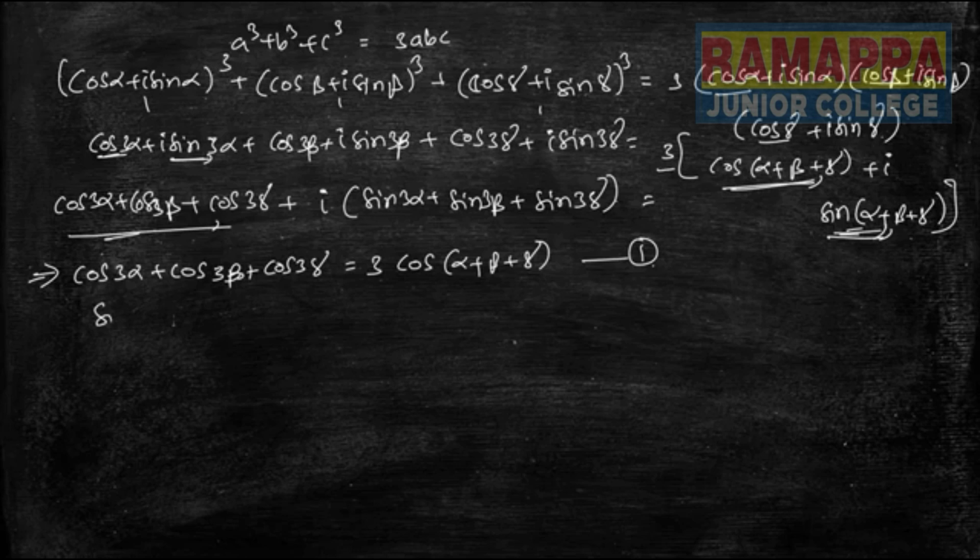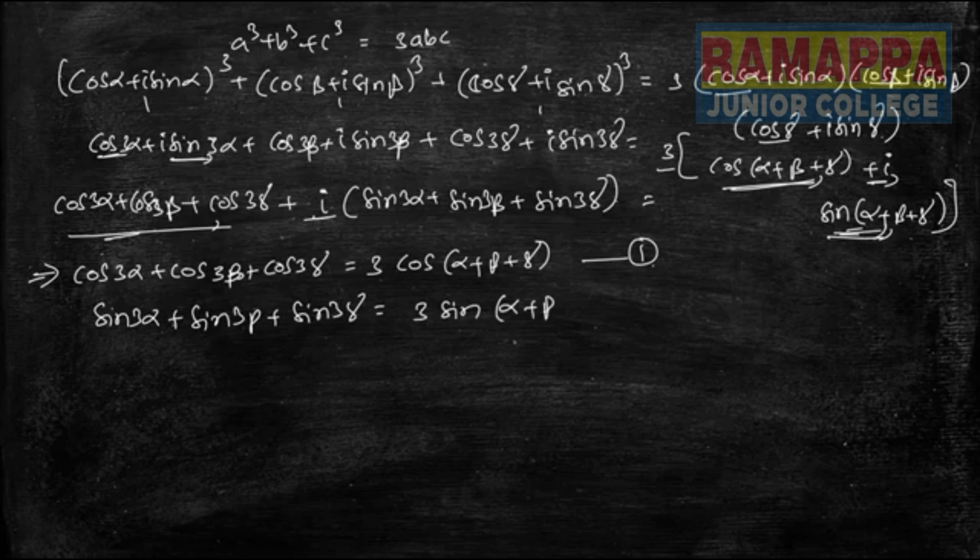So here, these are imaginaries, i times sin theta, and sin 3 alpha plus sin 3 beta plus sin 3 gamma is equal to 3 into sin of alpha plus beta plus gamma will come. So this is the second question we solved here. The two questions are solved here. Okay, now the third question is there. What is the third question?